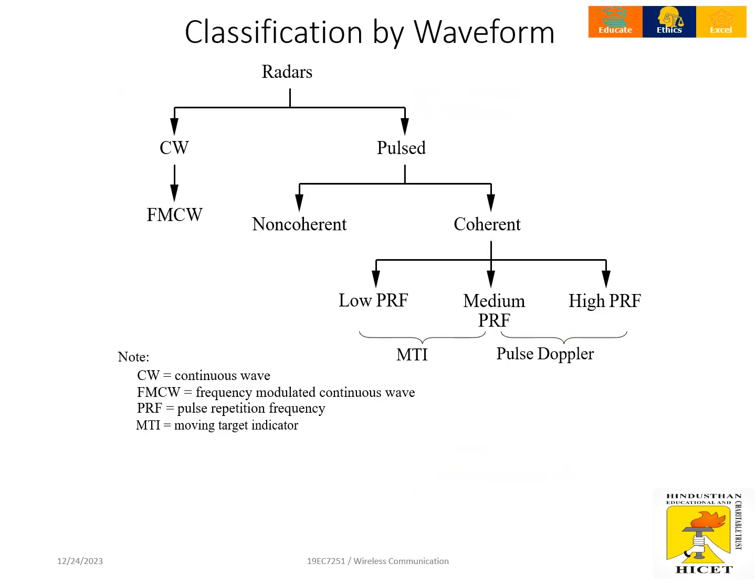The next is classification by waveforms. If we want to design a radar, first we have to fix the waveform, the type of waveform we are using, based on our application. Continuous wave, that is frequency modulated continuous wave, is used for civilian applications. Next is pulsed, and in pulsed it is non-coherent and coherent. In coherent, you have low pulse repetition, medium pulse repetition, and high pulse repetition. Low to medium is used for MTI, that is moving target indicator.